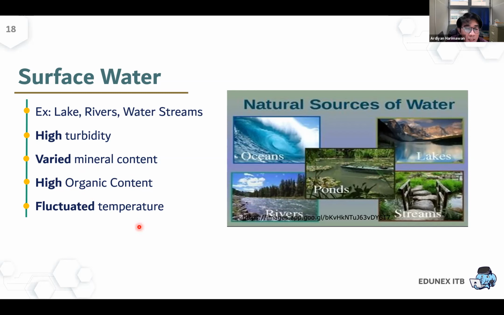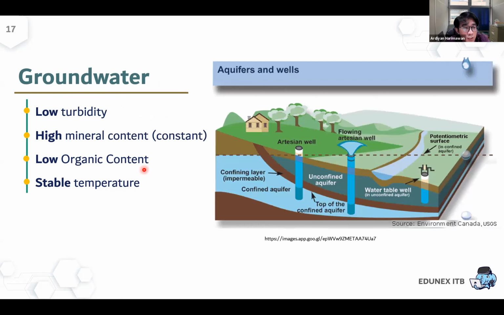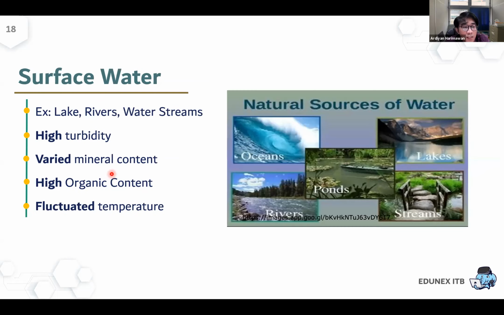Temperature, I think for two-season countries, the temperature won't fluctuate much, but in four-season countries, the temperature will fluctuate. Of course, in the winter, it will be much lower than in the summer. So that's the characteristic of the two types of water that are normally used in industry. So the groundwater and surface water.